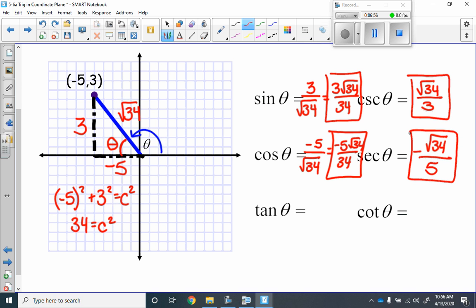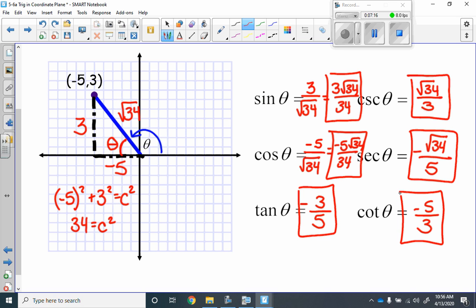Tangent is also going to be negative because you're taking the opposite over the adjacent. 3 divided by negative 5 is a negative 3/5. Negative 5 divided by 3 is a negative 5/3. And so here you end up with cosine, secant, tangent, and cotangent all being negative. And the reason for that is they're all negative because of this negative 5. Because we're going over into the second quadrant here, it's making your x value negative. Your y value is staying positive, and your hypotenuse right here is going to stay positive.